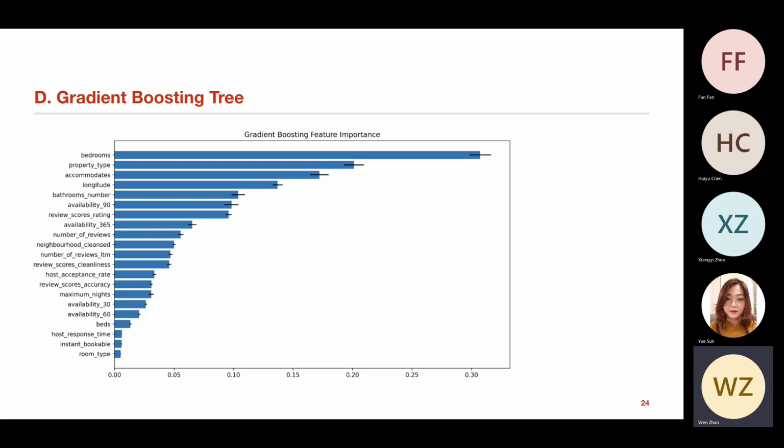Compared with the linear regression model, decision tree, and the random forest model, the gradient boosting tree has better performance with the lowest mean absolute error and highest variance score, which indicates better prediction. The feature importance plot validates previous findings that the number of bedrooms, the property type, and accommodation are the most important features associated with the listing price.